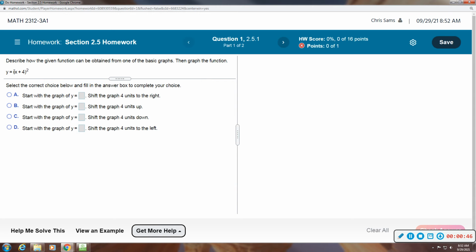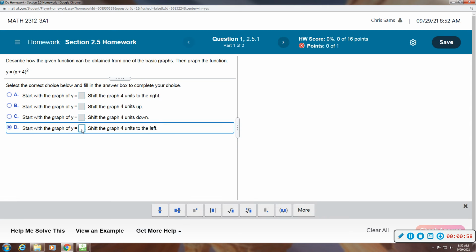So we're going to start with the graph, since I see that x squared, and we're going to shift left 4 units. So that one says right, up, down, left. So we start with x squared. You also want to be familiar with those parent functions. You're going to start with x squared. You're going to shift 4 units to the left.